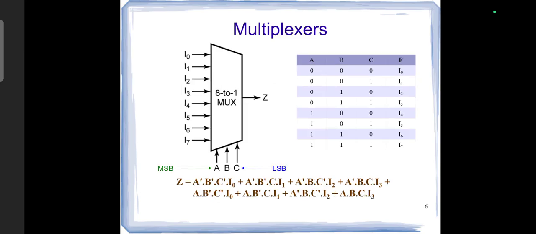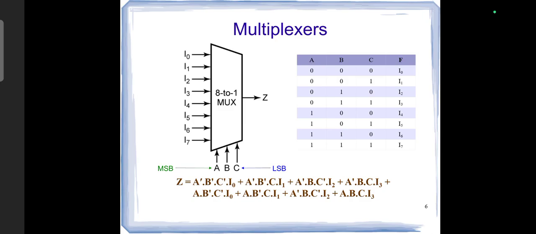Here we have an 8:1 multiplexer. Now there are 8 inputs, 3 selection lines, and 1 output. The selection lines are A, B and C. Since there are 3 selection lines, the total possible combinations become 2 power 3, which equals 8. Therefore, each binary combination selects exactly one of the 8 inputs.